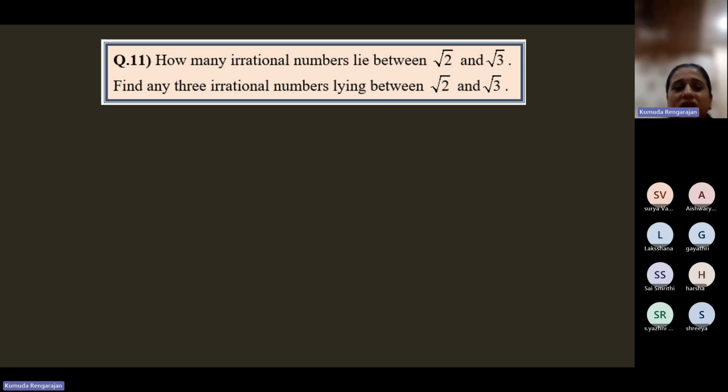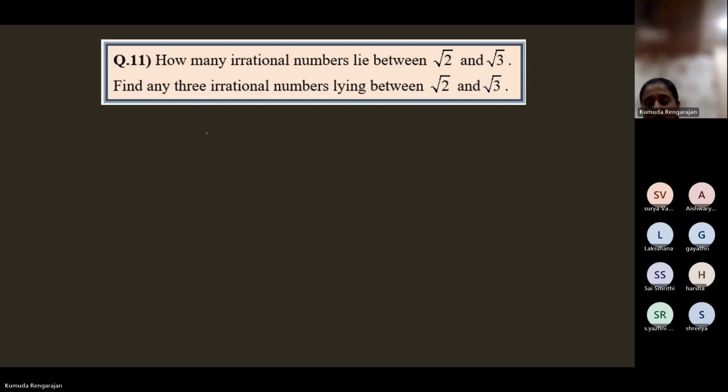So between these two irrationals, how many irrationals are there? We know that there are infinitely many real numbers between any two given real numbers. So here the answer is infinitely many. Now find any three irrationals between them.